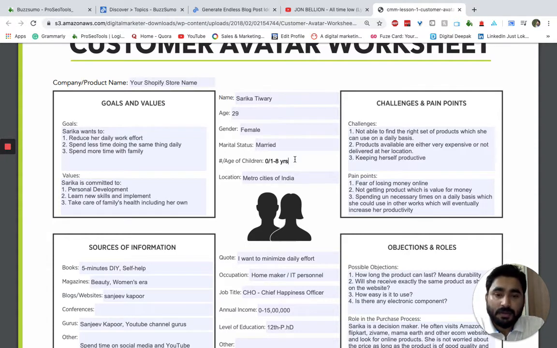If you are running ads for any kitchen products, you should keep in mind who your target audience is. In India, a lady or a girl between 25 to 35, 40 is going to use our product, because they are the audience who are surfing the internet and checking out Amazon, Flipkart, and other e-commerce stores to find the right set of products which can reduce their daily effort. Either they don't have children or they can have one or two children. Basically, the age of the children will be 1 to 8 years, or even 1 to 10 years, I would say.